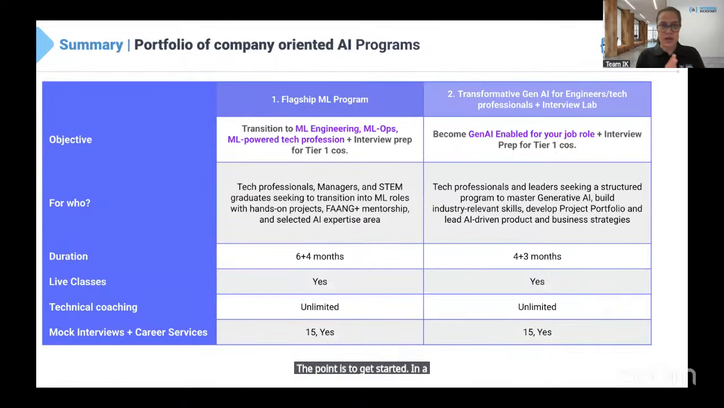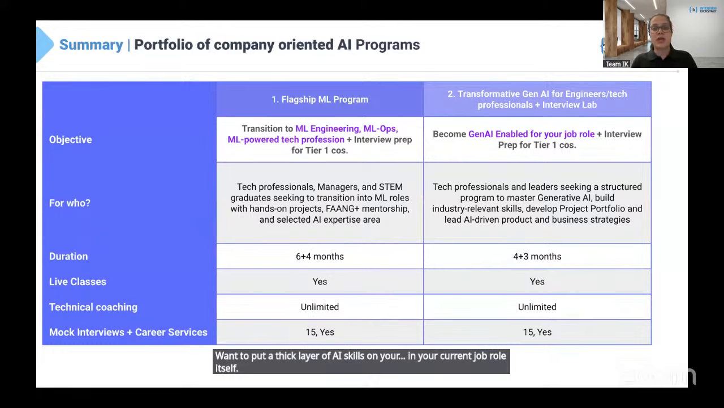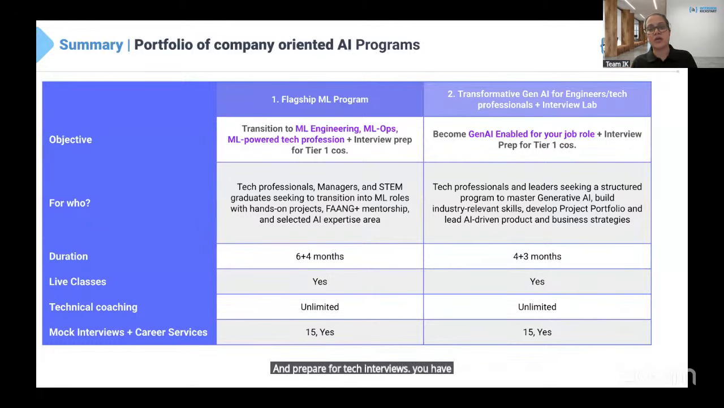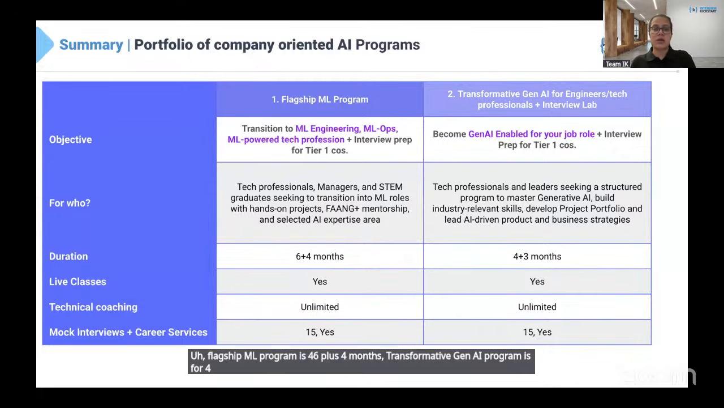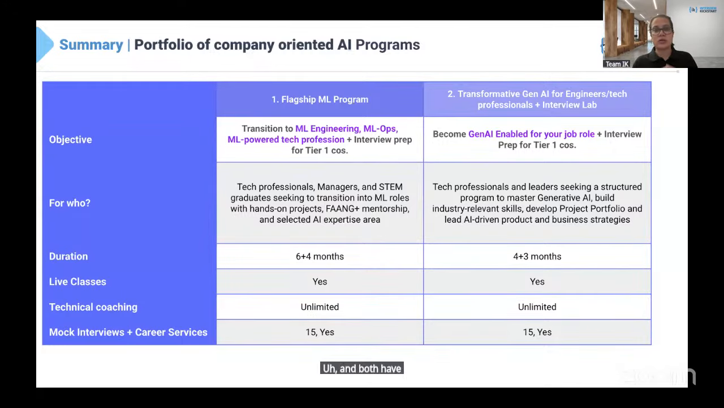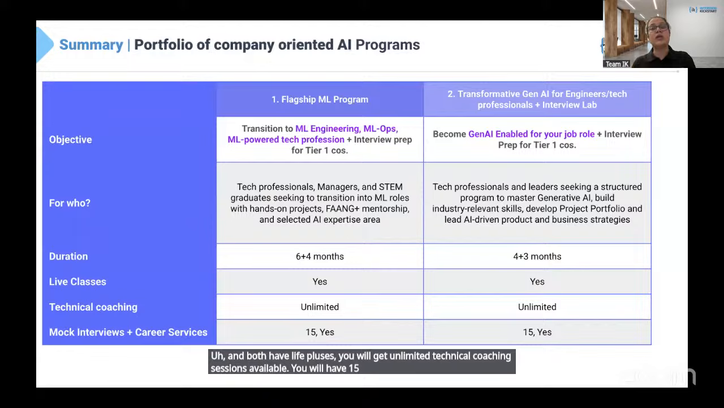In a nutshell, whatever I've explained is two offerings. Want to become an ML pro? Go for the flagship ML program. Want to put a thick layer of AI skills on in your current job role itself and prepare for tech interviews? You have Transformative Gen AI available. The flagship ML program is for 6 + 4 months. The Transformative Gen AI program is for 4 + 3 months. Both have live classes. You will get unlimited technical coaching sessions available. You will have up to 15 mock interviews with our FAANG Plus experts, and both of them have career services available.